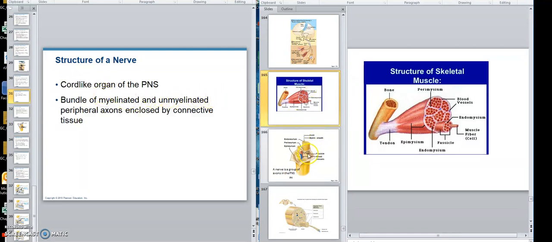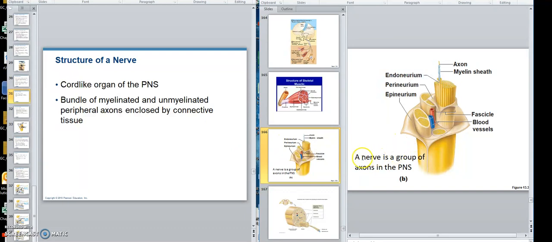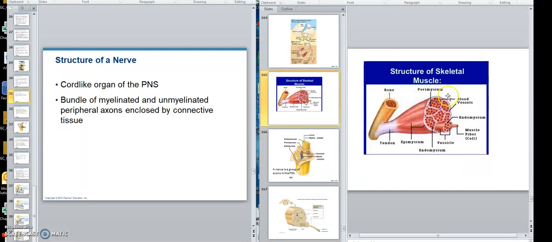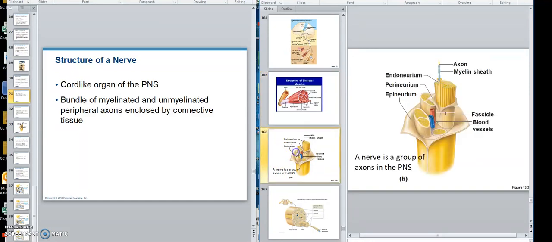All right, so when you look at a nerve, first of all, what is a nerve? It's a group of axons in the peripheral nervous system. That's the technical definition. It's a cord-like organ of the peripheral nervous system, a bunch of myelinated axons enclosed by connective tissue, just like a muscle was. All right, so let's look at the components of this. Around the whole nerve is called an epineurium, just like around a whole muscle was called what? An epimysium, connective tissue covering.